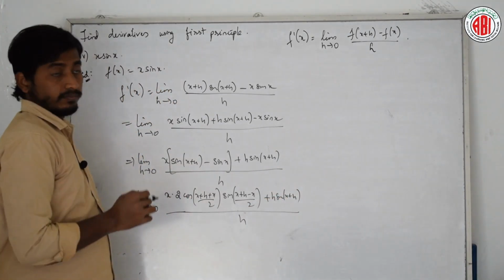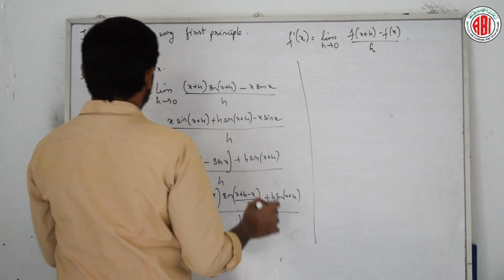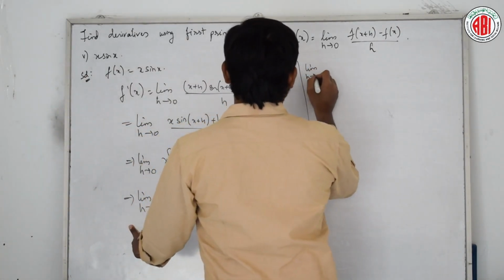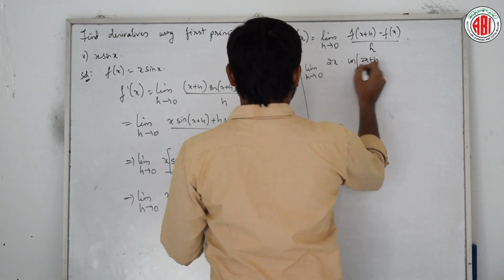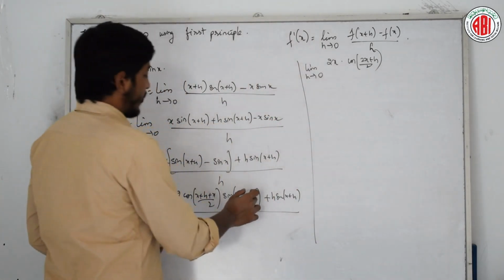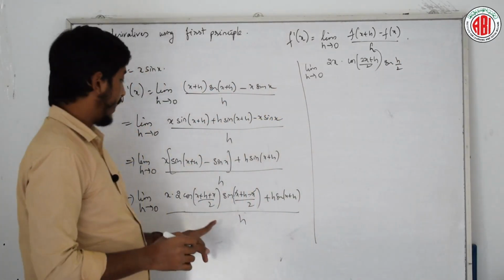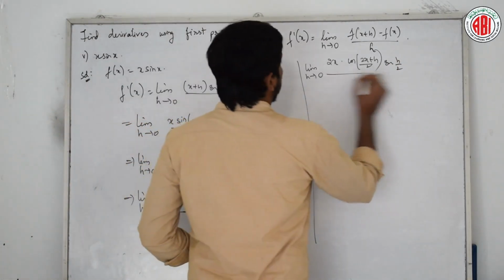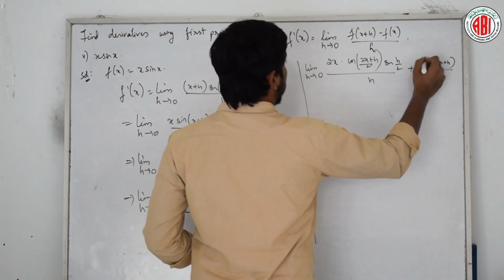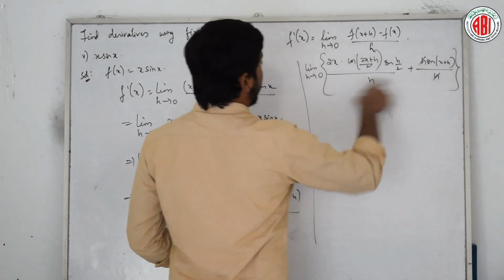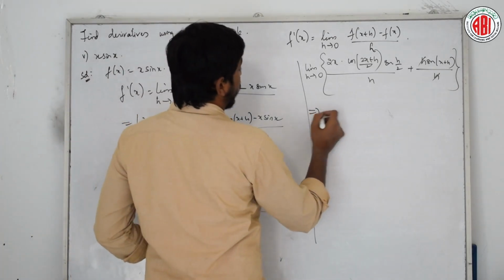Is it clear? Can we solve this? Just see here, what do we get? Let me do it here. Limit h tends to 0, 2x cos((2x+h)/2). Here if you observe, the 2 will get cancelled, that will be sin(h/2). Okay, let us separate this h. This will be by h, plus h sin(x+h), whole divided by h. Let us cancel this h. The limit applies for all the terms. Clear? Now see here, what is the next step I have to do?